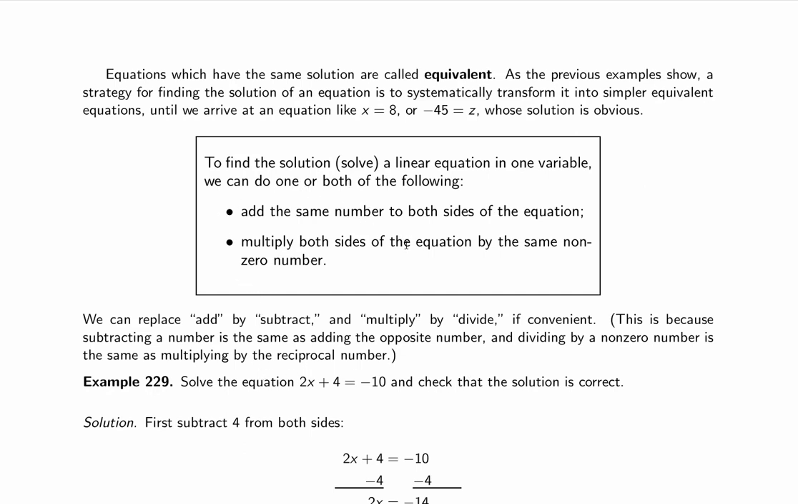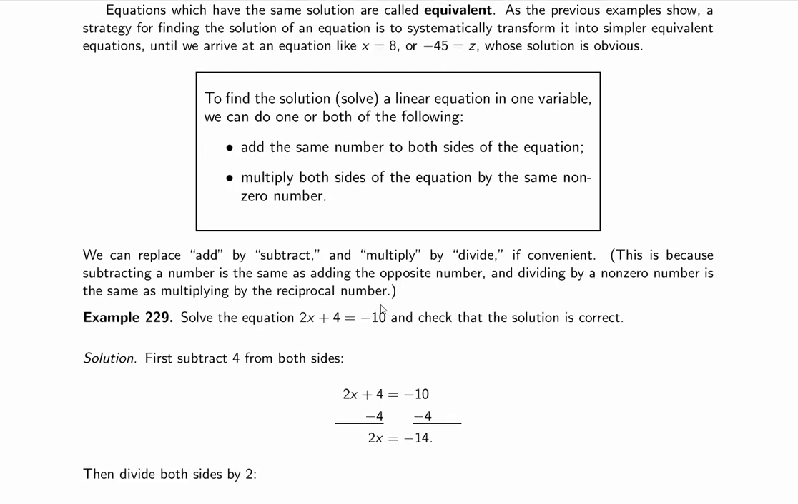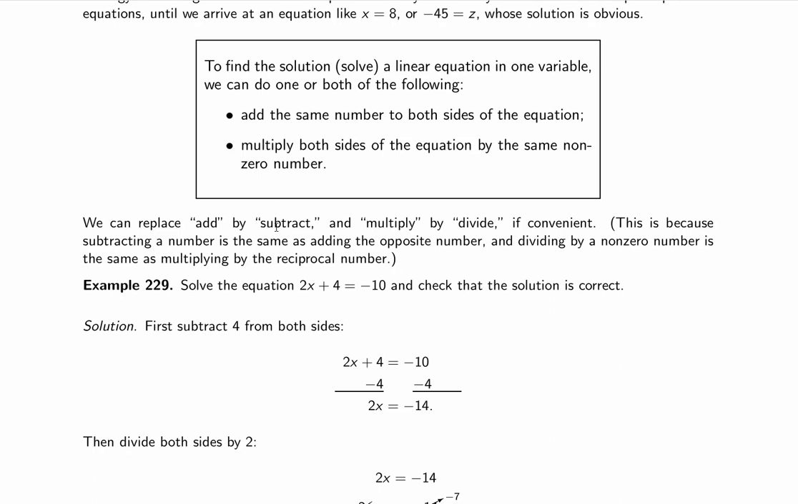Again, here are the two steps: adding the same number to both sides, or multiplying both sides by the same non-zero number. We can also subtract and divide.